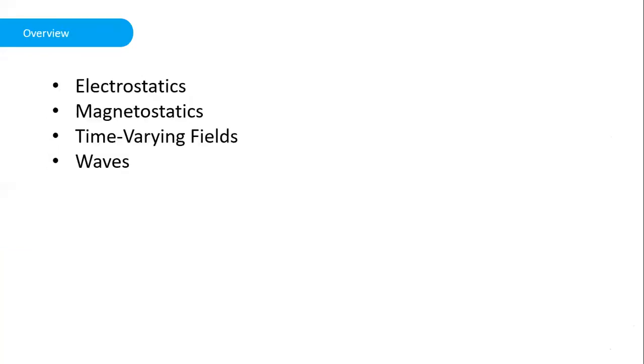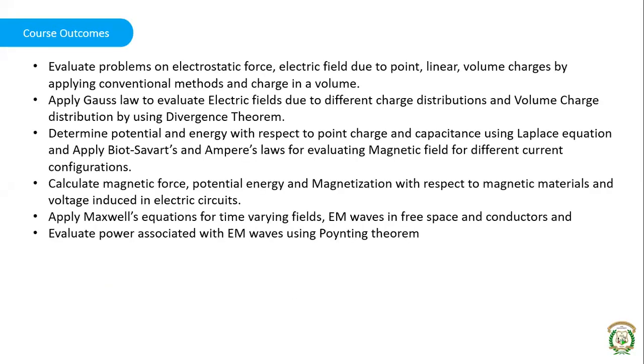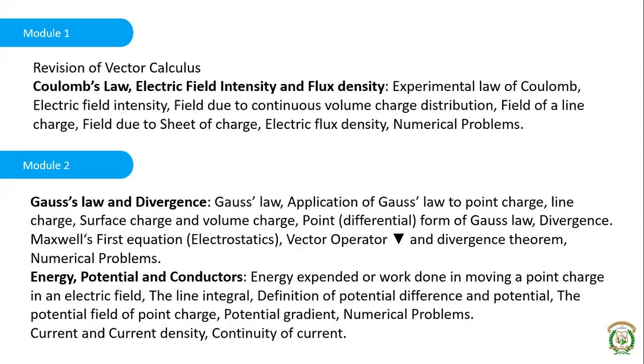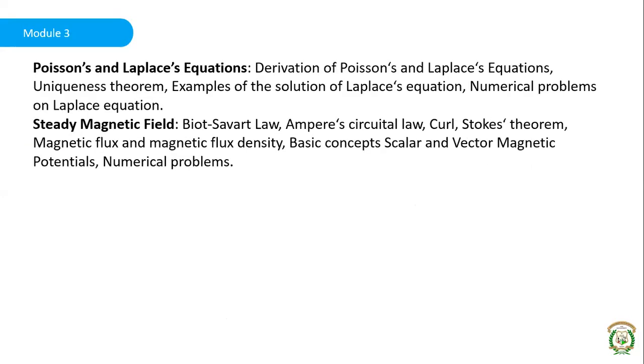So, if you want to brief everything that is there in the syllabus, briefly we can put it under these 4 categories. That is electrostatics, magnetostatics, time-varying fields, and waves. As I said, the initial topics that we are going to see up to Poisson's and Laplace's equation, the Coulomb's law, electric field intensity, electric flux density, the electric field and electric flux, then the capacitance. All these things till Poisson's equation come under electrostatics.